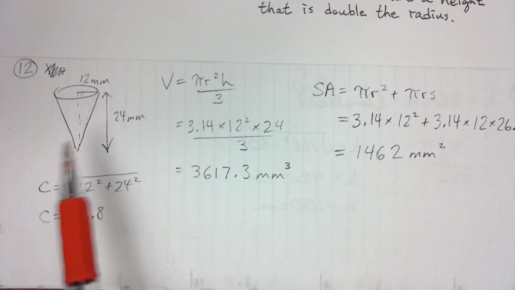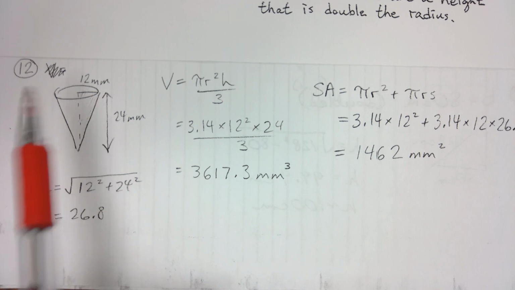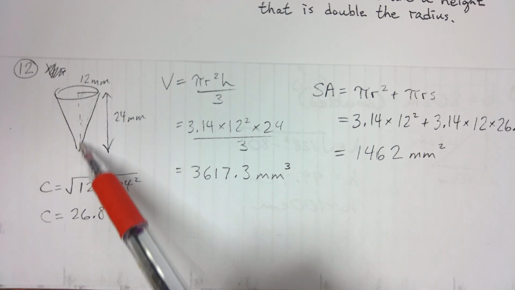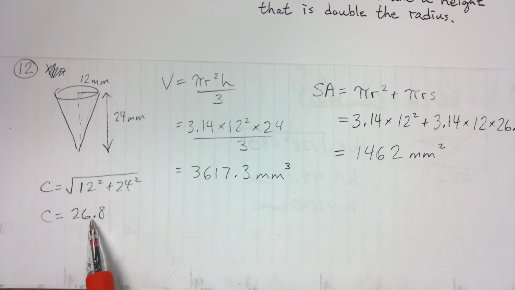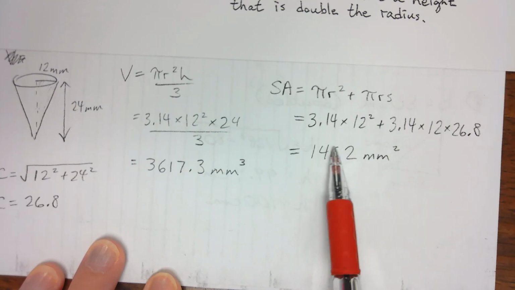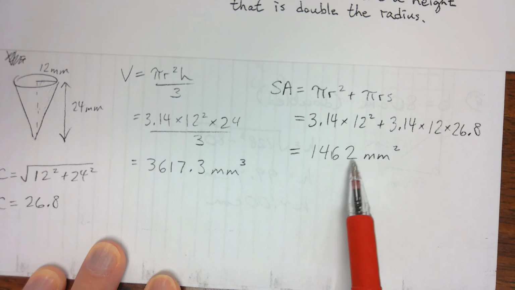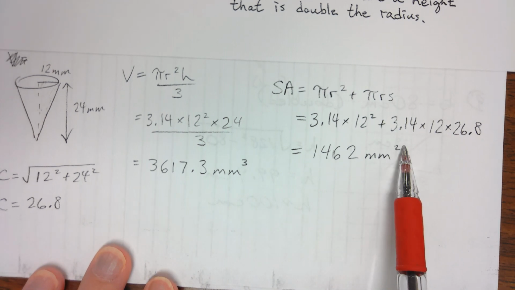Right? So sometimes to be tricky, I could give you the diameter of the cone. So don't forget, it's only half the base. Okay, so when you do that, you'll get your slanted height to be 26.8. So put it all in the formula, and you'll get your answer in millimeter square because it's area.